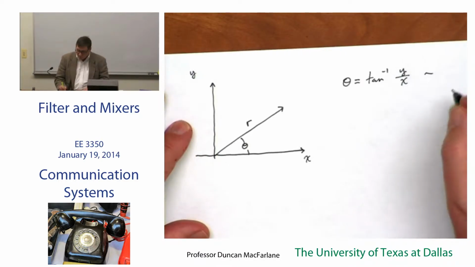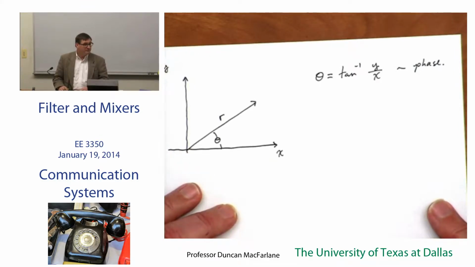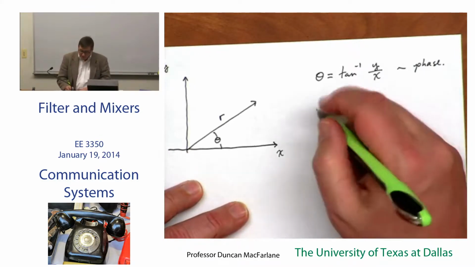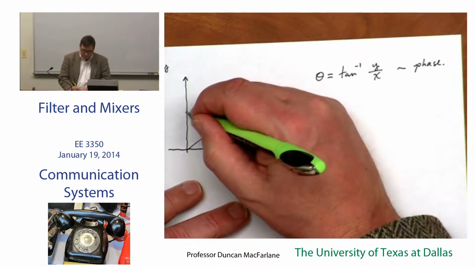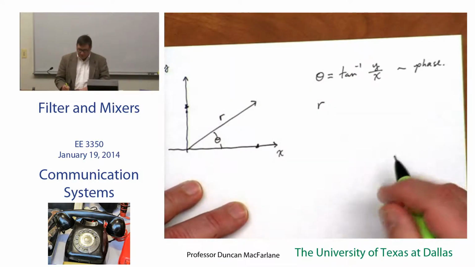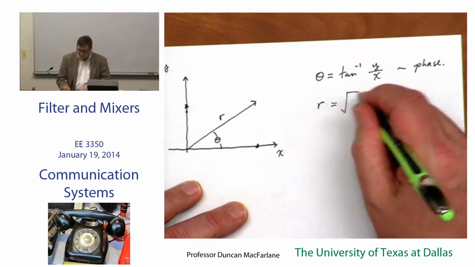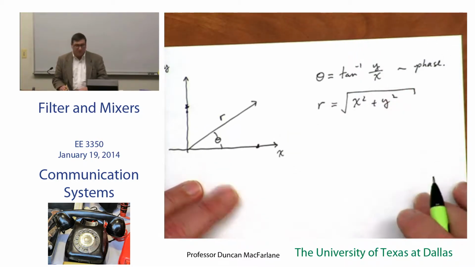And in our world, that's the phase. The magnitude, or the length of this vector here, in terms of the x and the y, is equal to the square root of x squared plus y squared.